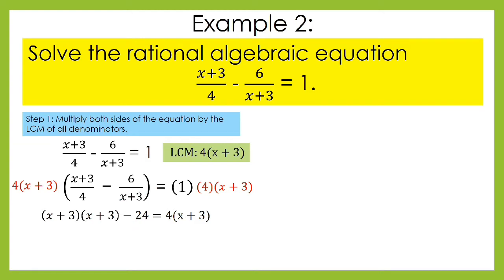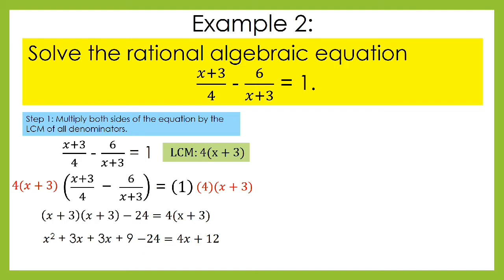Sa right side naman, we have 1 times 4, so we have 4 times (x + 3). We will multiply (x + 3) and (x + 3) at saka 4 and (x + 3). Applying the FOIL method, x times x for the first terms, ang product ay x squared. Outer terms, x and 3, the product is 3x. Inner terms, 3 and x, the product is 3x. And last terms, 3 and 3, the product is 9. Minus 24, so copy, equals.